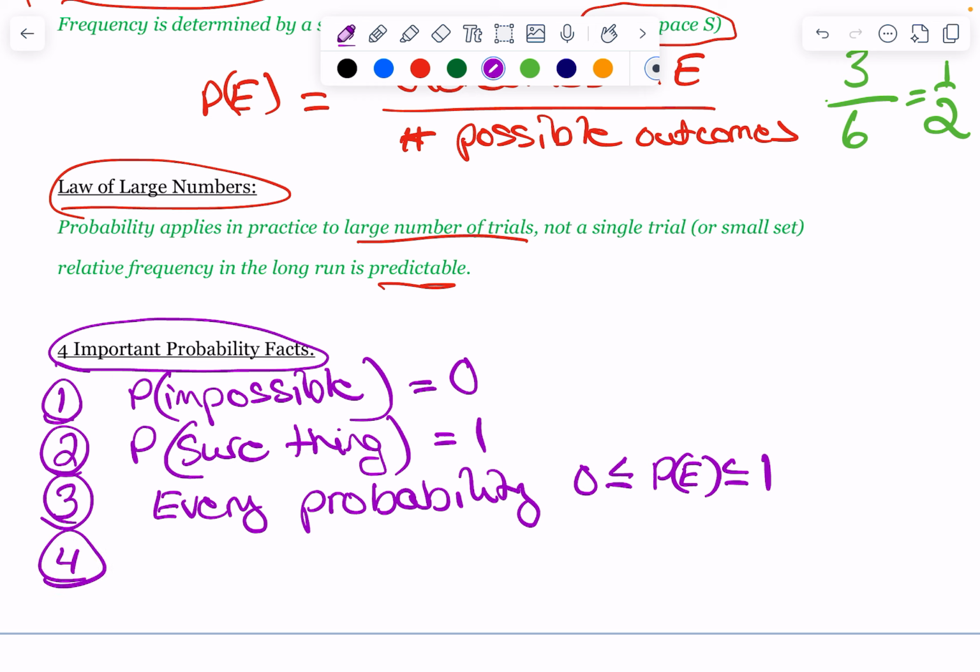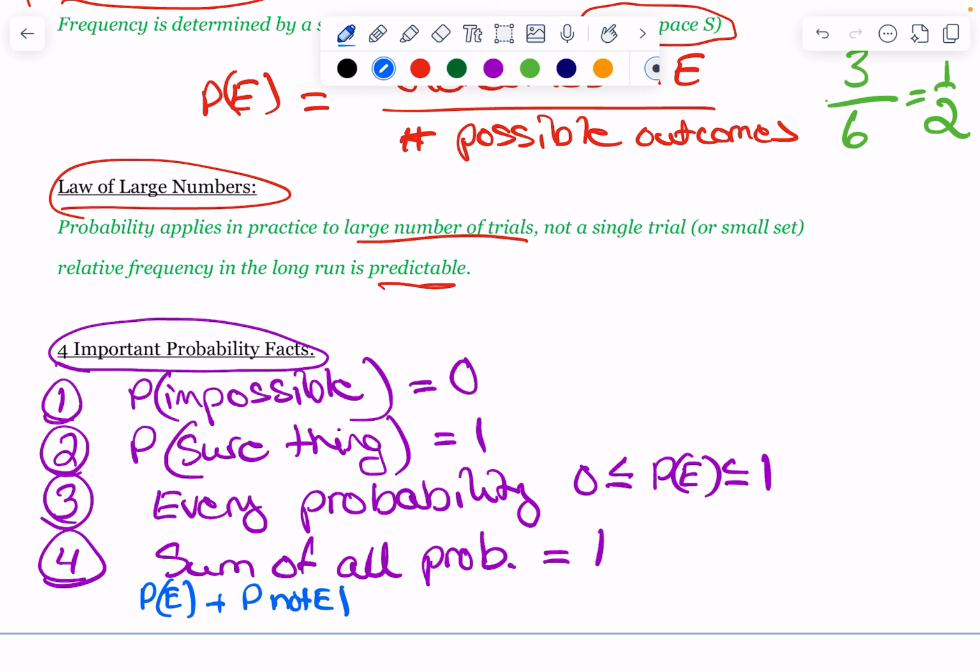Our fourth one is that the sum of all probabilities equals 1. So if we have the probability of an event plus the probability of not the event, this is going to equal 1. Now, if we need to calculate the probability of the not event happening, we can just do 1 minus the probability of the event.